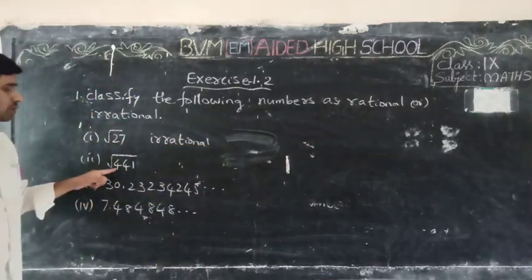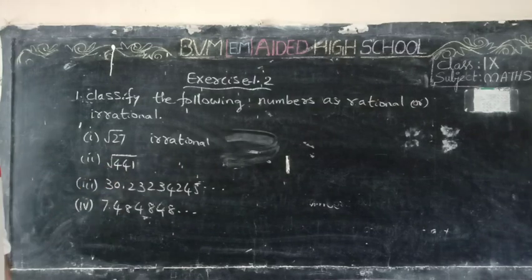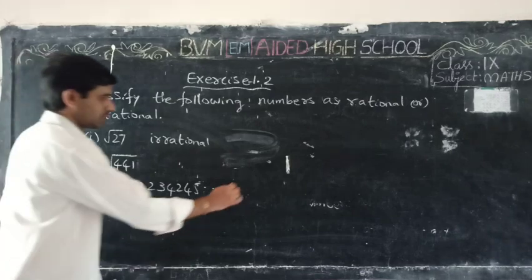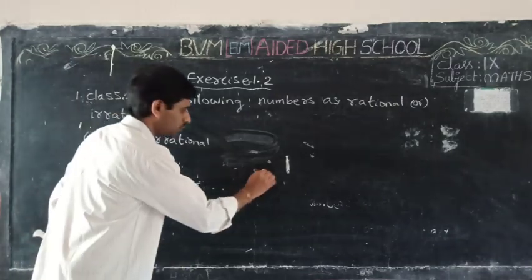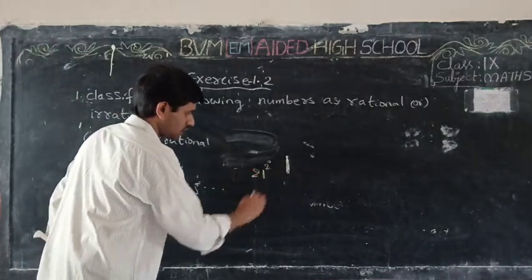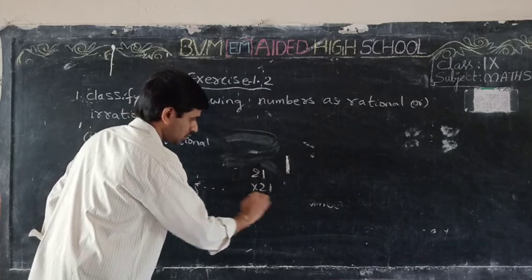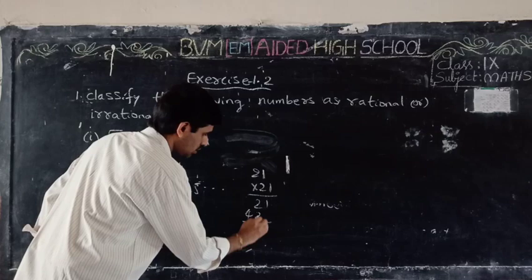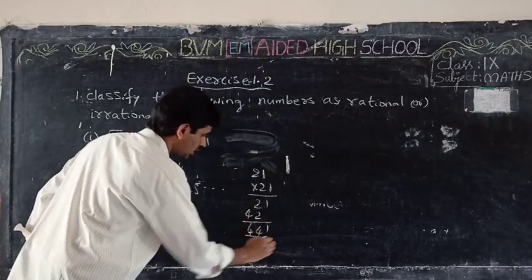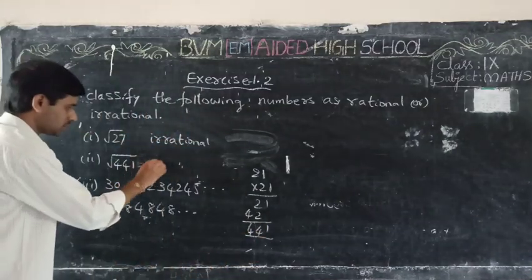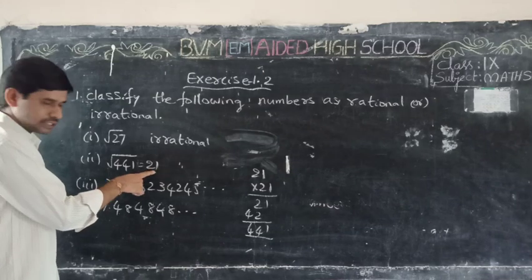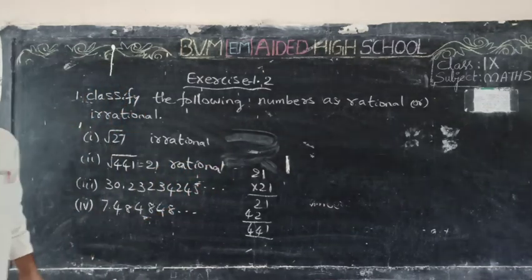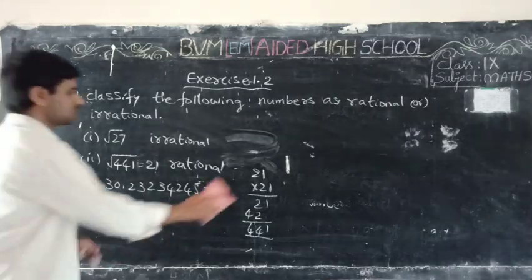Next, square root of 441. You know what is the square root of 441? Let us check. 20 square is 400, so 21 square. That is 21 into 21. 1 times 1 is 1, 2 ones are 2, 2 twos are 4. So 441 is equal to 21 square. So it is an integer, so it is a rational number. So square root of 441 is a rational number.